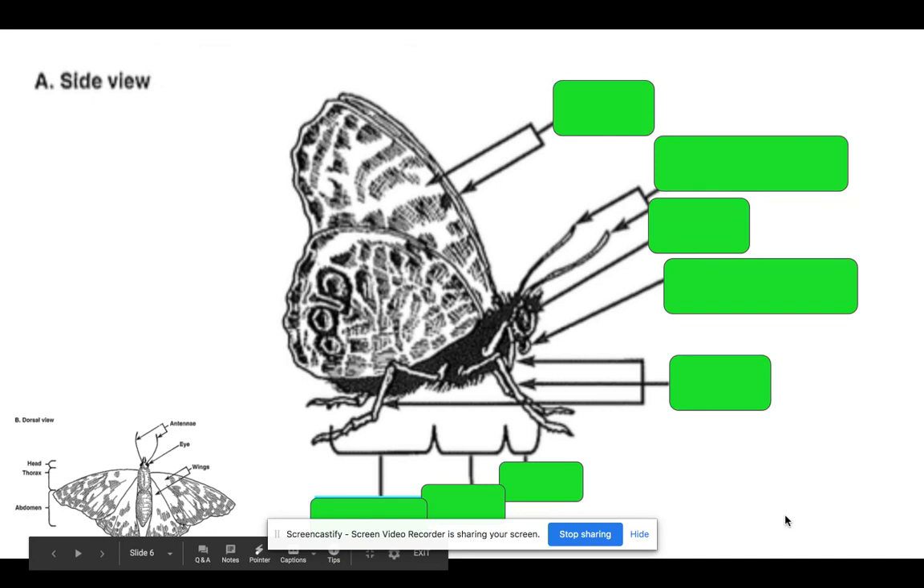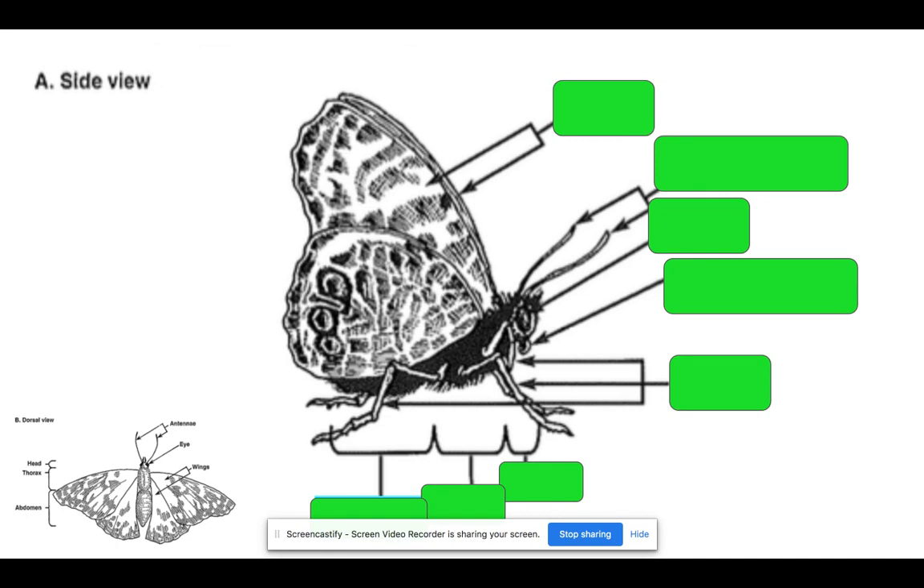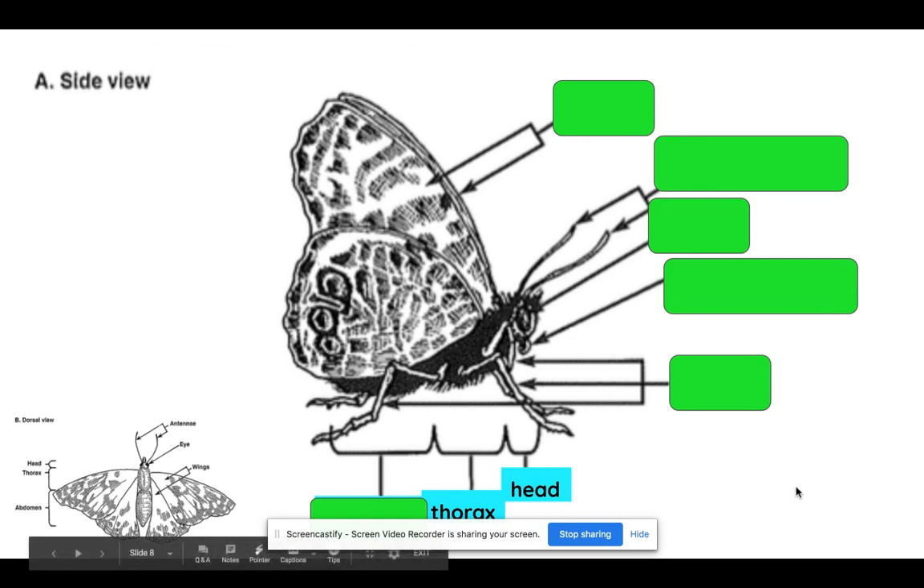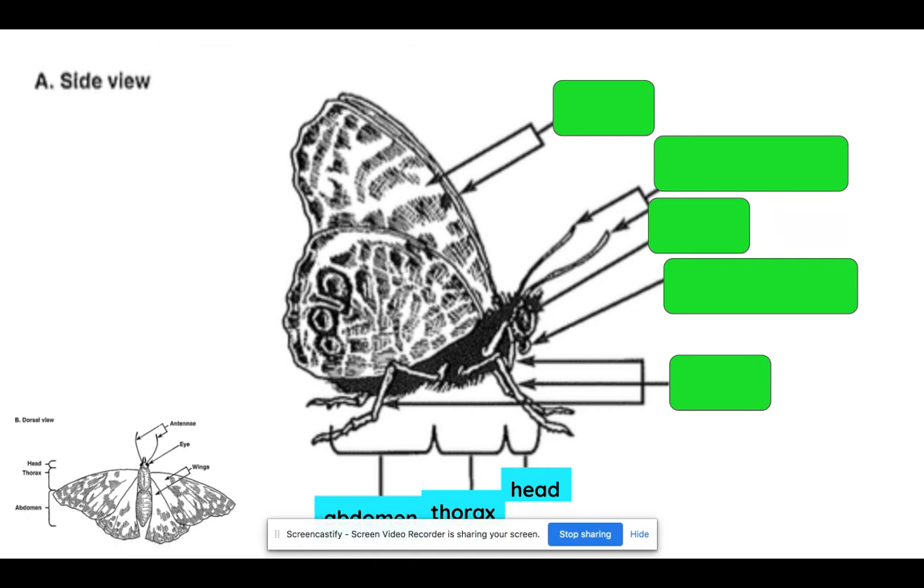So the first ones we're going to talk about here are those three main body parts that are the same for all insects. Hopefully you remember what they are with me. They are the head, the thorax, and the abdomen. And remember, this is now a butterfly, but it has those same three body parts that it had when it was born as a caterpillar. So now we're going to talk about these body parts that separate the butterfly from the caterpillar.